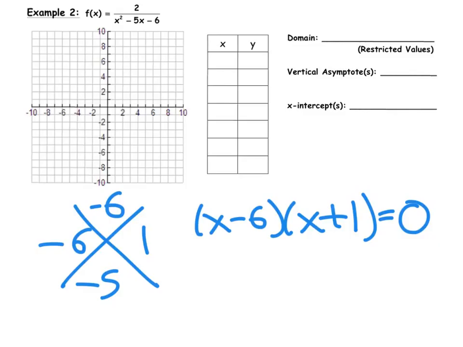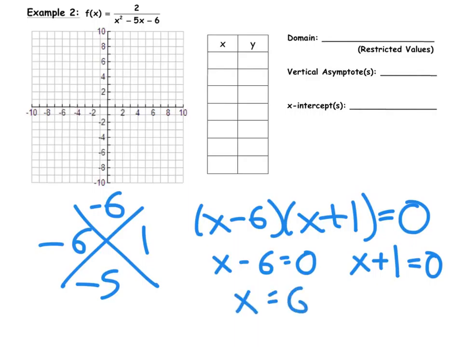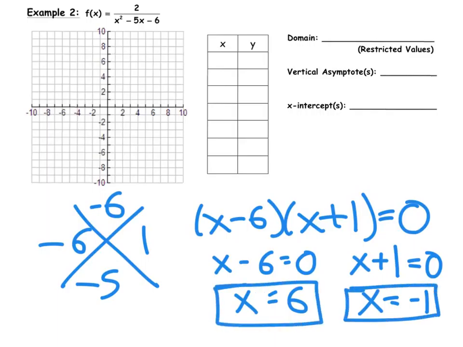Okay, and so I go ahead and factored, right? And now I set my factors equal to 0. So x minus 6 equals 0, x plus 1 equals 0, and so I get x equals +6 and x equals -1. Okay, now for my domain, I say that those are the two numbers x cannot be, because if x is those two numbers, well, then we're dividing by 0. That's bad stuff.